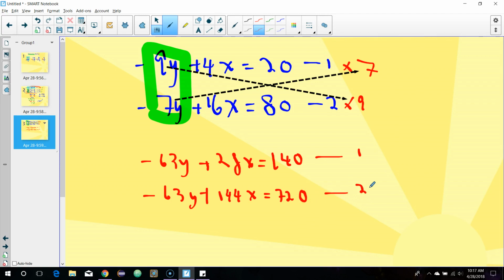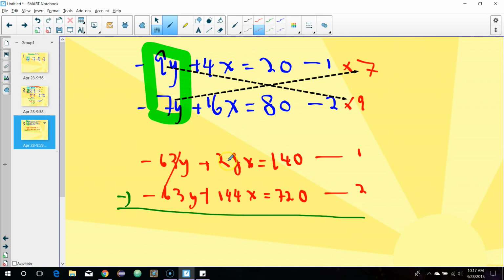Okay, now this one is a little bit more difficult, as you can see, because the numbers are much bigger, but we'll deal with that. So in this scenario, they are the same thing. Negative 63y, negative 63y, they are the same thing. So because they're exactly the same, I'm going to subtract everything.